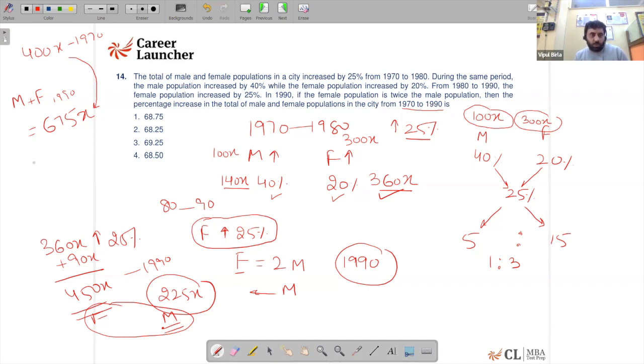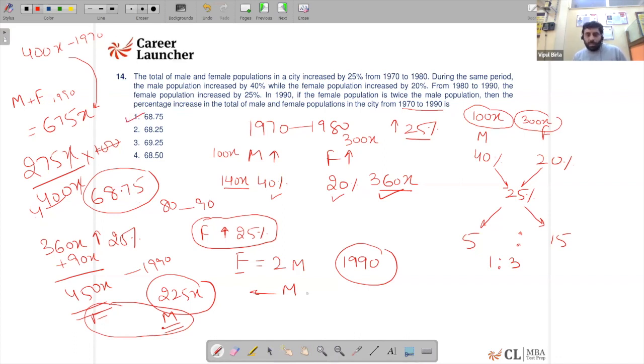I know that the change is going to be 275x upon the base value, which is 400x, into 100. So we can cancel x and 100 with 4, and then it is 4 6s are 24, 4 8s are 32. So it is 68.75, which is the answer to this question, and therefore option number 1 is the answer.